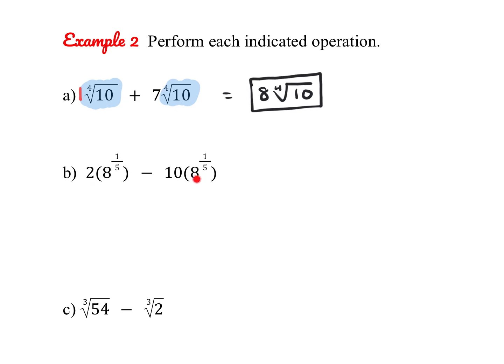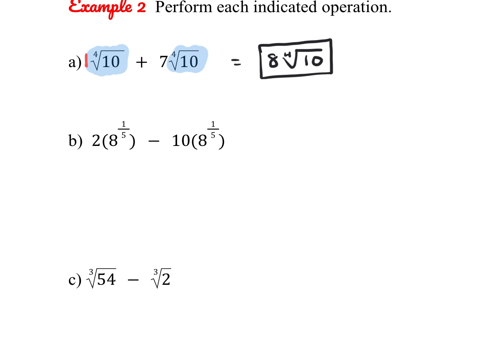Okay, let's look at part B. So maybe you're looking at this and you're saying, well, this doesn't look like a radical, but remember, rational exponents are actually radicals. So let's rewrite this. The denominator of our rational exponent becomes our index. So we have 2 times the 5th root of 8 minus 10 times the 5th root of 8.